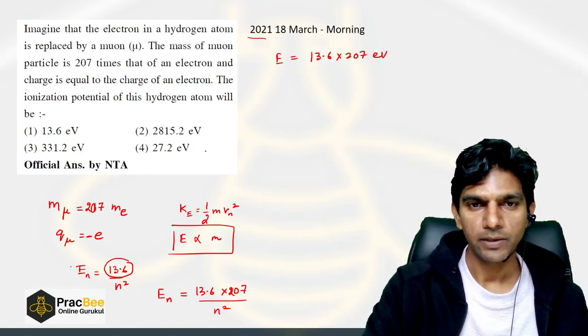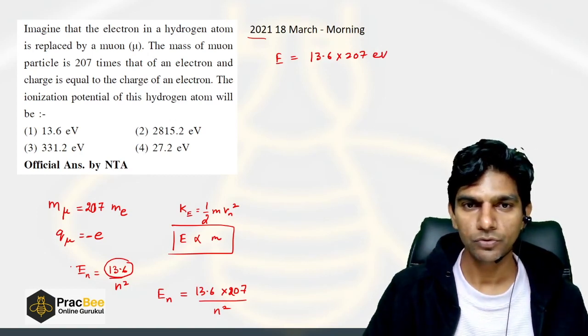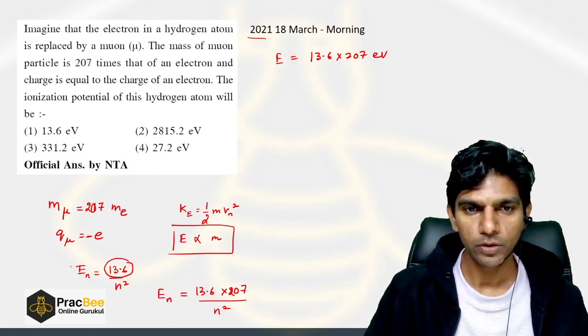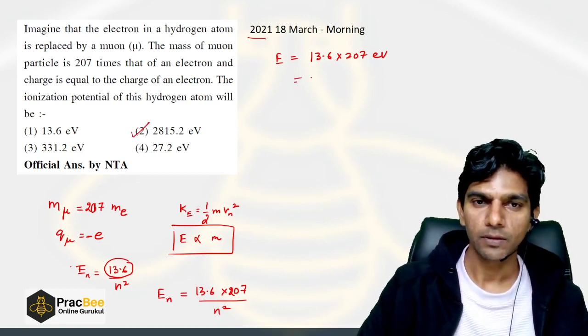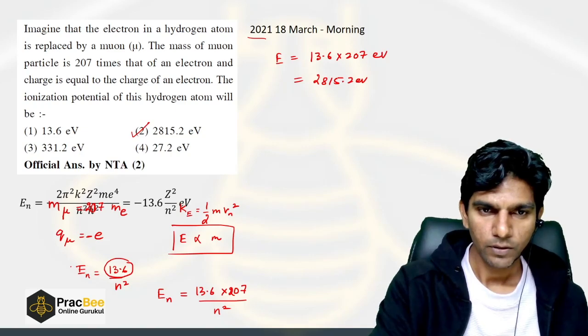Now if I multiply 207 with 13.6, it will be close to option 2, right? Because other options are quite small. So option 2 is the right answer. I hope this concept is clear to you.